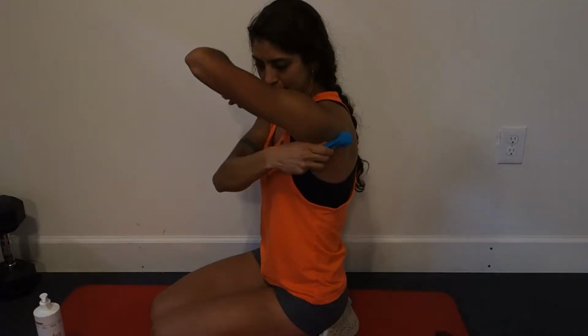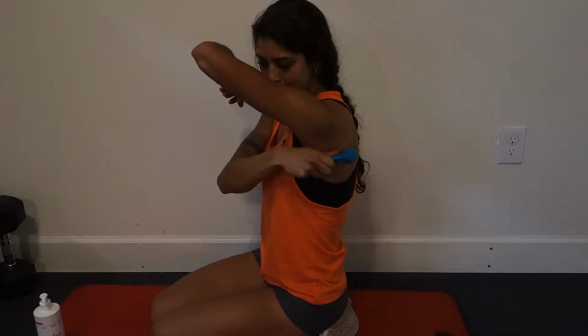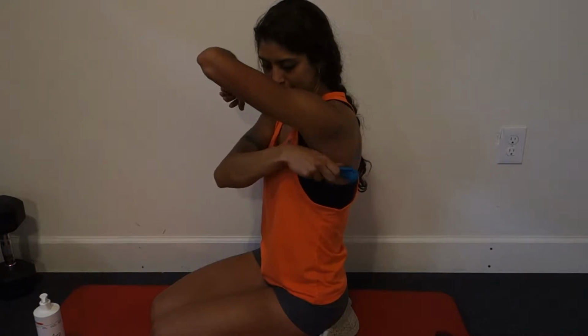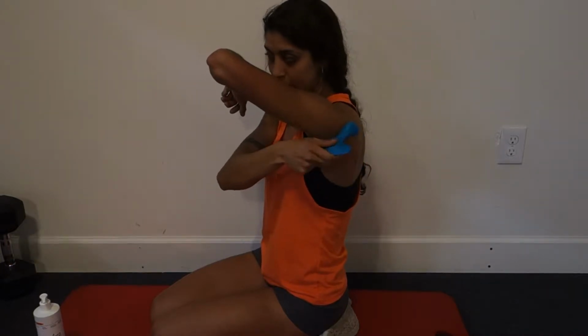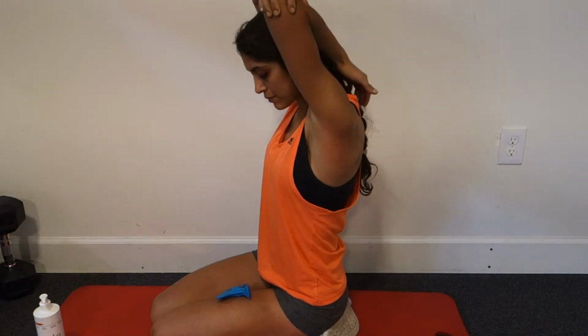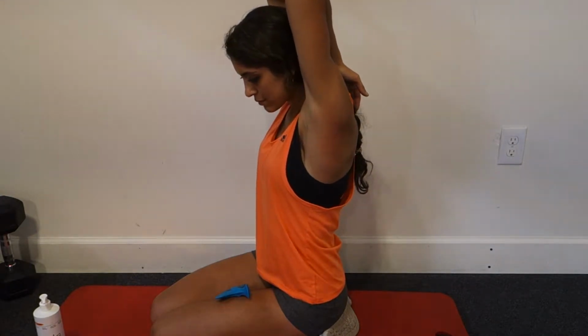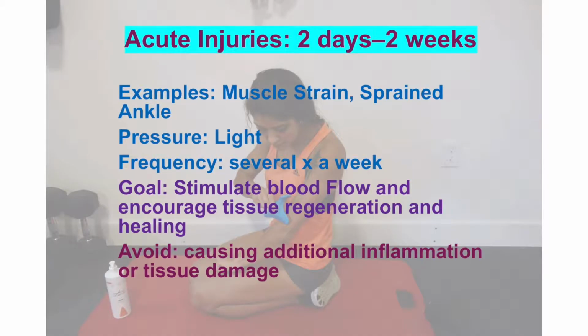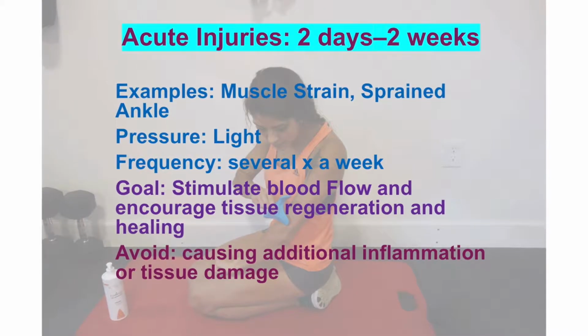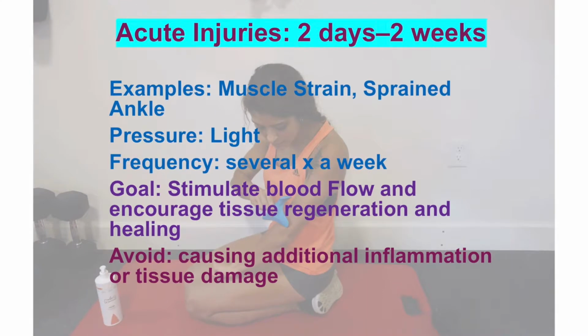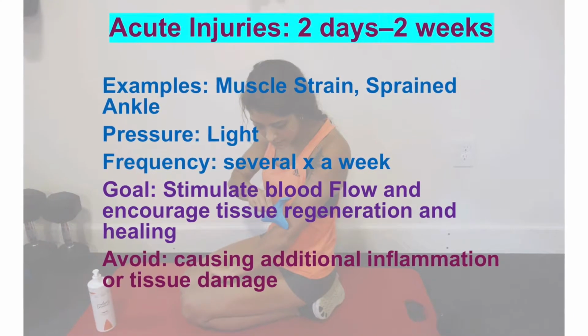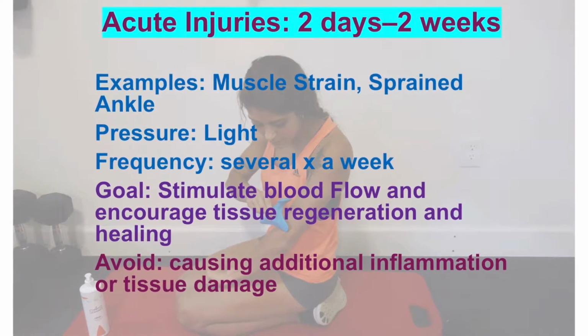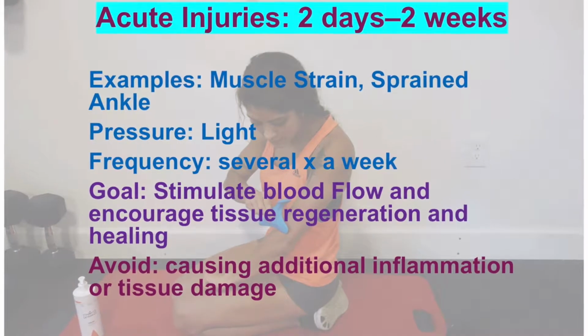The pressure should be light, and you should perform treatments every few days for about 5 minutes. The goal is to increase blood flow, decrease inflammation, and stimulate healing. Make sure to avoid causing additional irritation and inflammation. Examples of acute injuries include an acute sprained ankle, a muscle strain, and post-surgery.